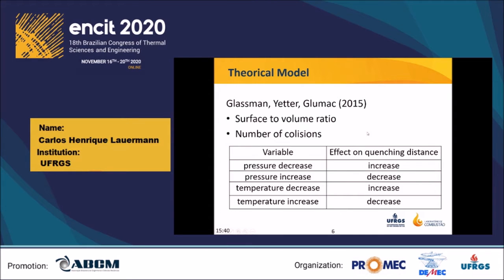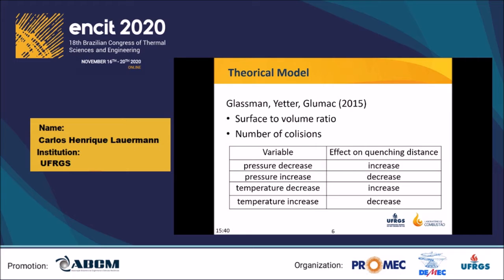Glassman also discusses the quenching distance, which has a relation to the surface and volume ratio. The smaller the quenching diameter, the higher the surface to volume ratio, and there is a consequence in the number of collisions in the reactions, because as the temperature reduces, the reaction will stop, quenching the flame. Varying pressure and temperature has an effect on the quench distance.